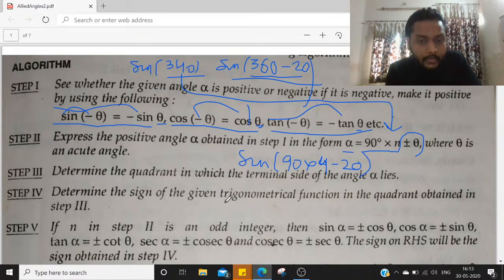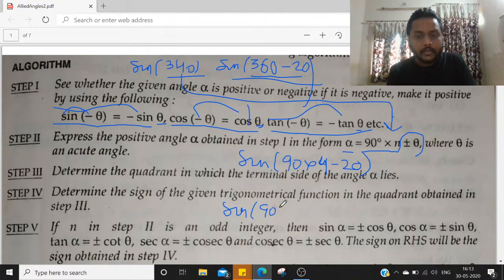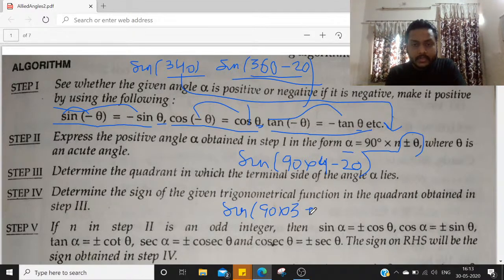And second way could be this. दूसरा तरीका ये हो सकता है. Sine of 90 times 3, that is 270, and 270 plus what? 270 plus 70. Can I write it in this way? अगर आप देखोगे तो 70 भी मेरा acute angle है और 20 भी मेरा acute angle है. मैं अपने angle को इन दोनों में से किसी भी form में लिख सकता हूँ या नहीं लिख सकता हूँ, guys? Please tell me quickly.